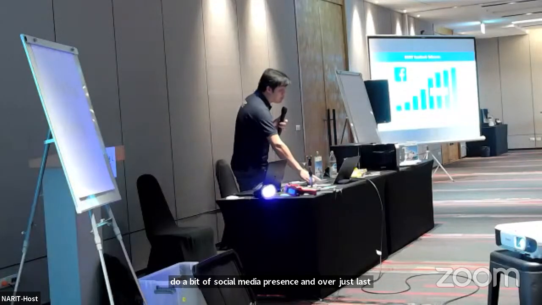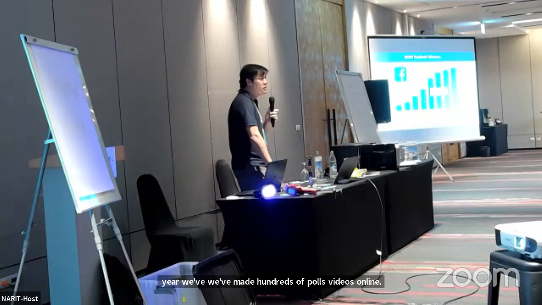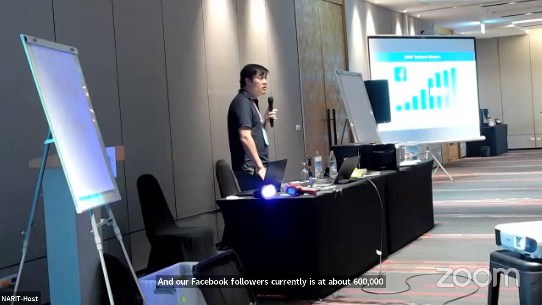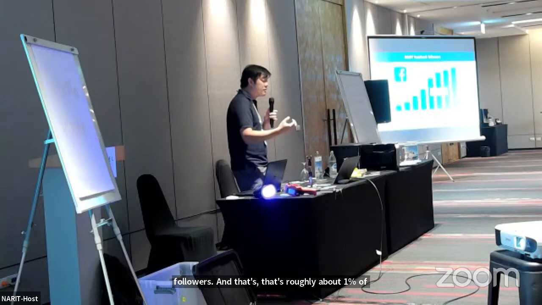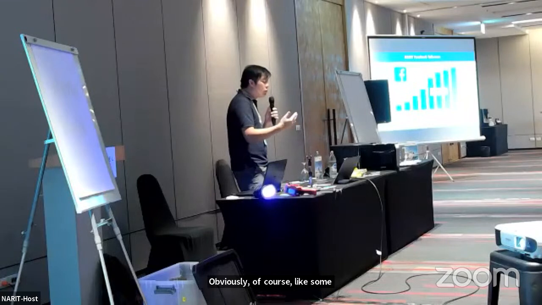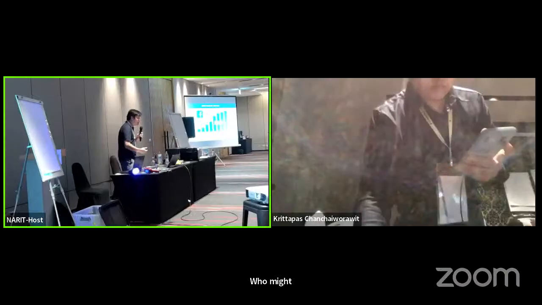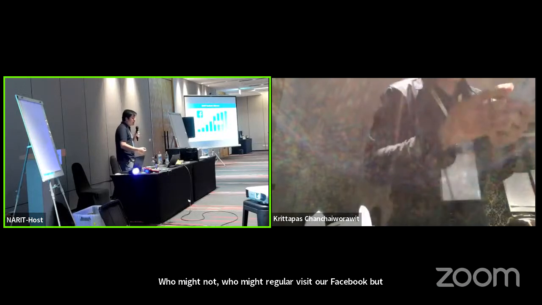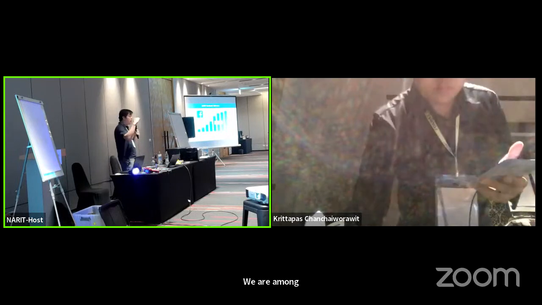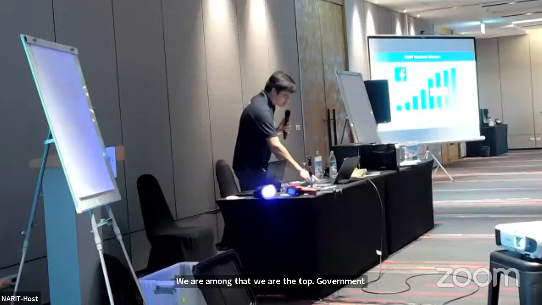Our Facebook followers currently are at about 600,000, and that's roughly about 1% of the Thai population. Obviously, some of the accounts might be doubles, but there are also a lot of people who regularly visit our Facebook but don't really press the like button. But that's still, by far, among the top government organizations in terms of social media presence.